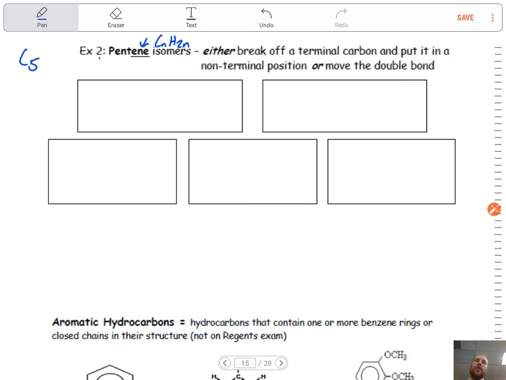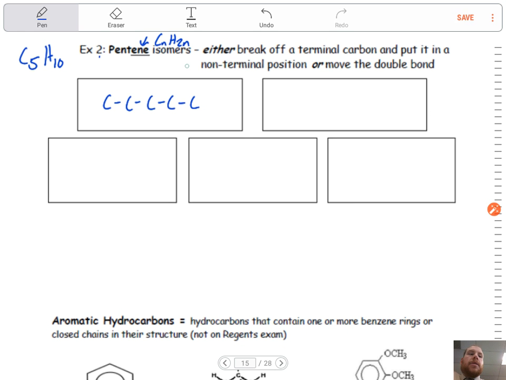So to figure out your number of hydrogens, we're just going to double the number of carbons. So in this case, it's C5H10. Okay, so start with that structure first, the straight chain version of it. So 1, 2, 3, 4, 5. All right, then fill in. Notice it's pentene.